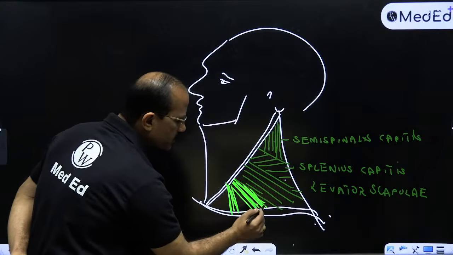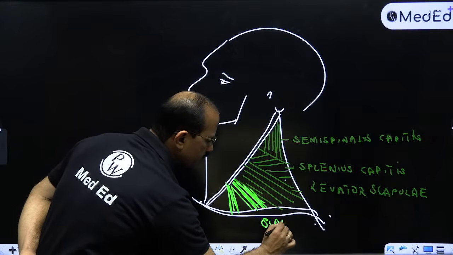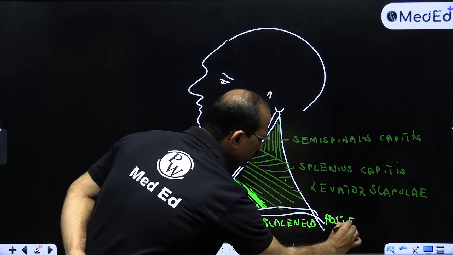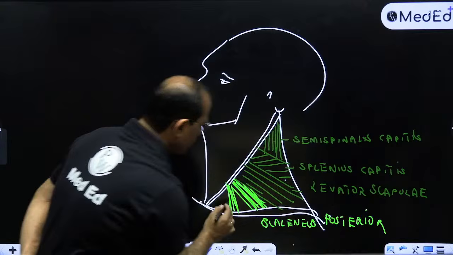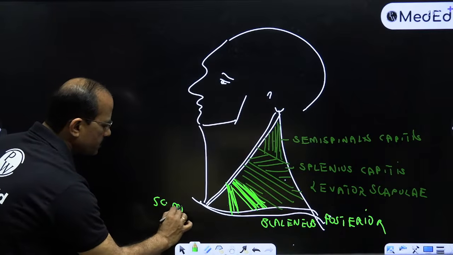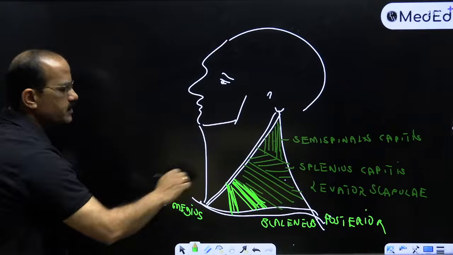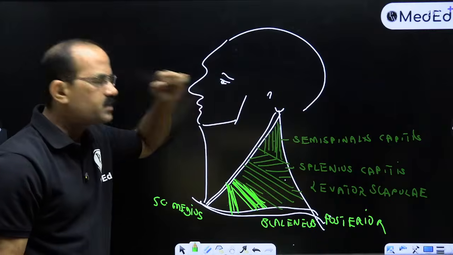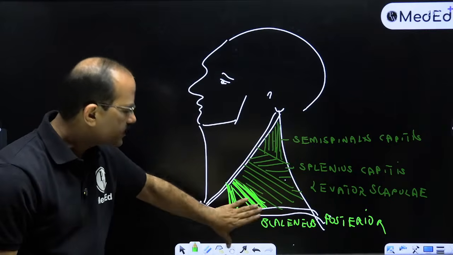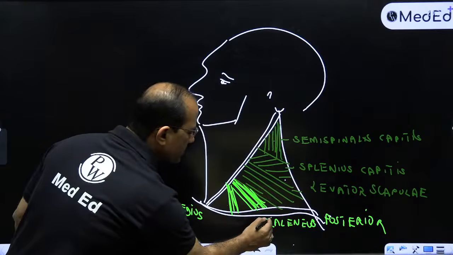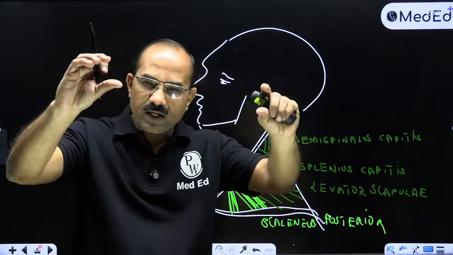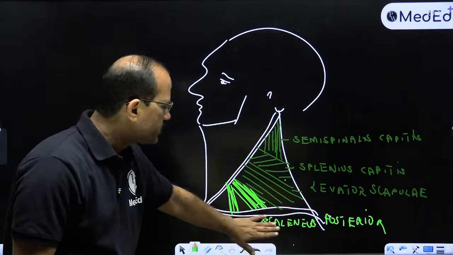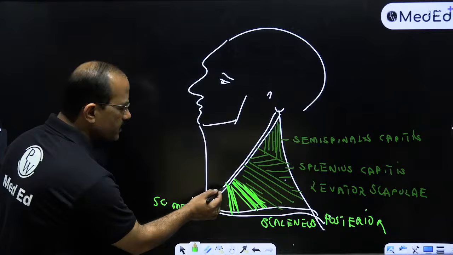Now what is this muscle? This is the scalenus posterior. And this is the scalenus medius. Scalenus posterior and scalenus medius. So we have the semispinalis capitis, the splenius capitis, the levator scapulae, the scalenus posterior. Scalenus muscle begins from the cervical vertebrae and goes to the ribs. So scalenus posterior and scalenus medius. This muscle is the scalenus medius.